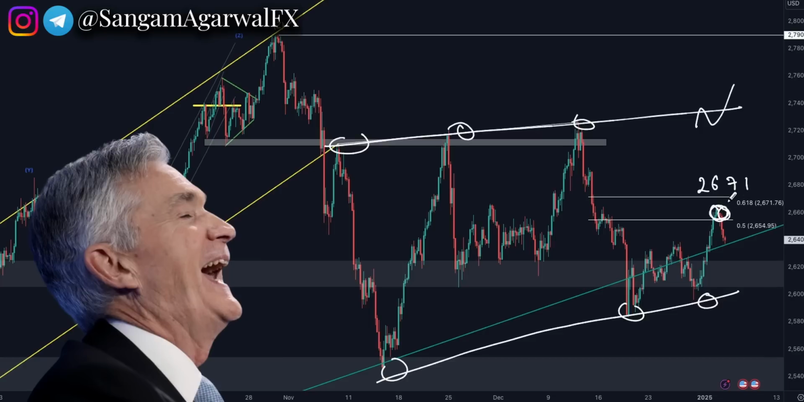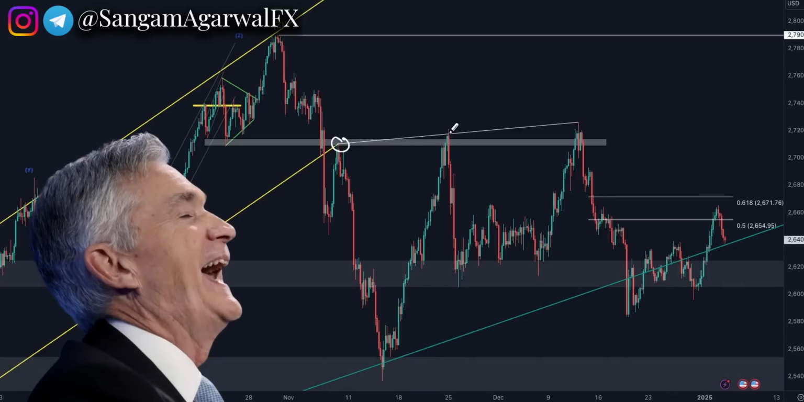This is the last level. If price flies above this level, then immediately the bullish possibility will increase. And in case of this trend line breakout, a flood of buyers can return. That means price going back above 2700.